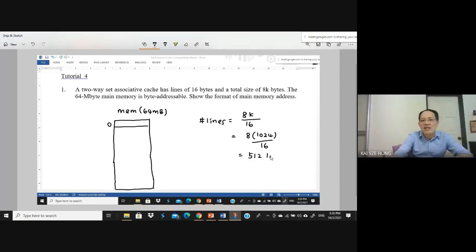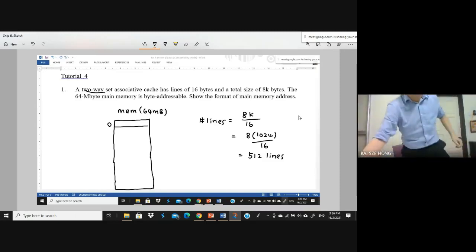Very good, but don't forget, in this question we have two-way set associative, meaning we have to split this into two. After that, show the format of the main memory address. So this will be a very tough question. I will give you some time to do it first, maybe 3 minutes. Try first, then I will share the answer. I will open the Jamboard for you to do it if you want. I'm creating a Jamboard, so later you will be able to access it. Two-way set associative: the number of lines is 512, but it's split two-way.